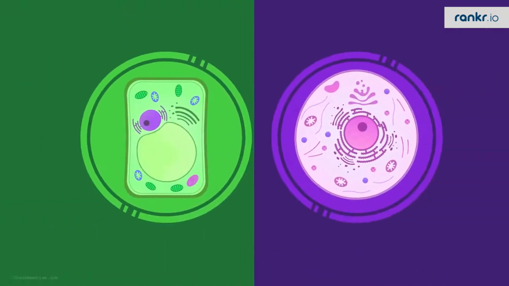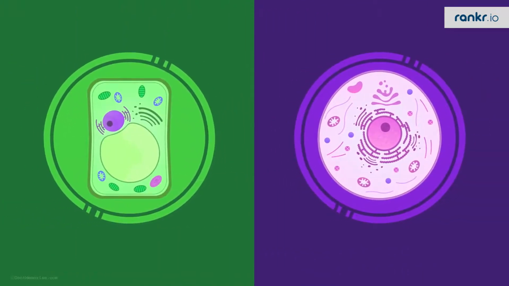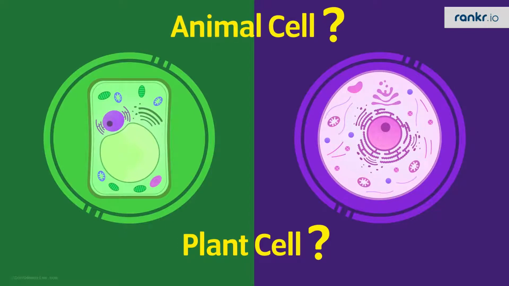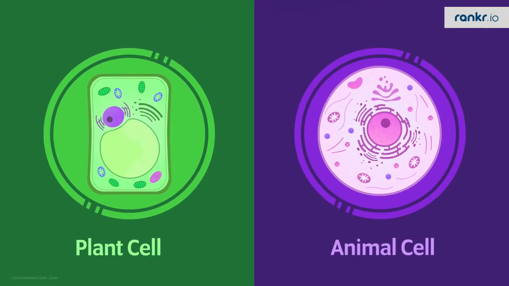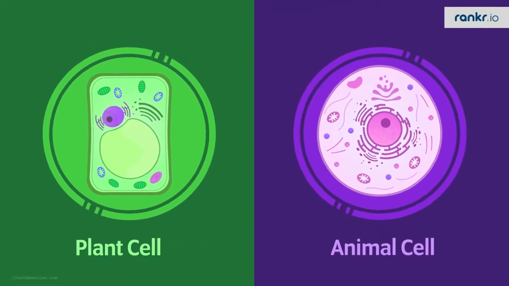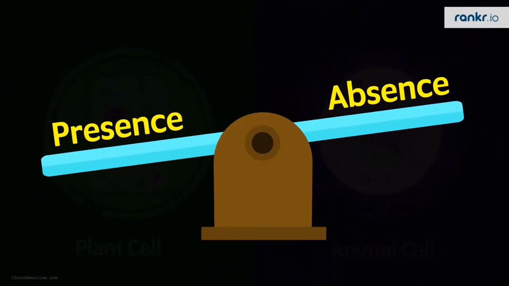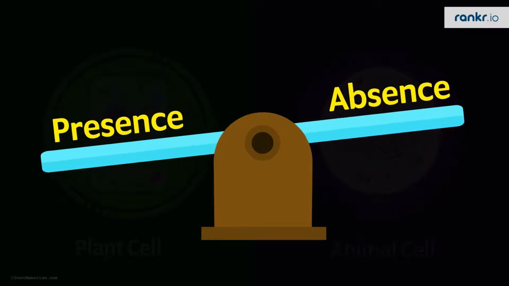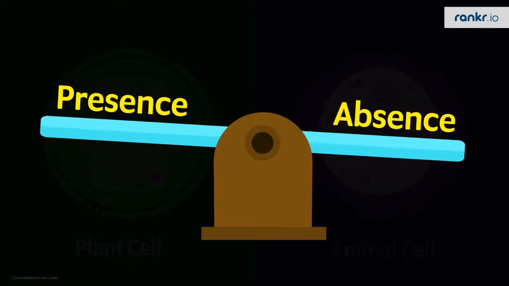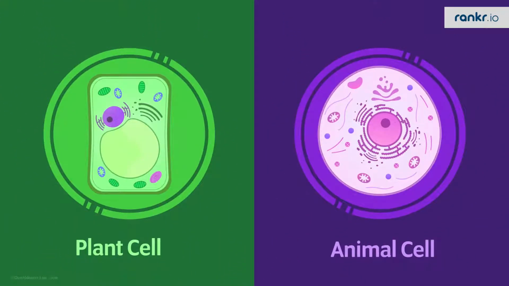Here are two cells on your screen. Can you tell me which one is a plant cell and which is an animal cell by merely glancing at them? Don't worry, it's not that difficult. Plant and animal cells can be distinguished from each other by merely looking at them. The presence and the absence of a few characters are enough to let us know the differences. Let's go through the differences one by one.